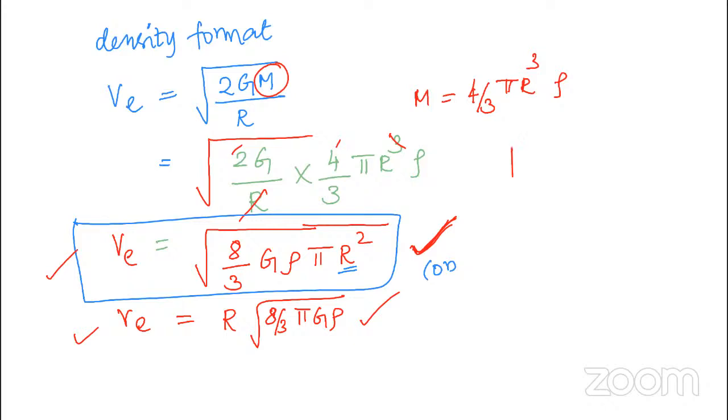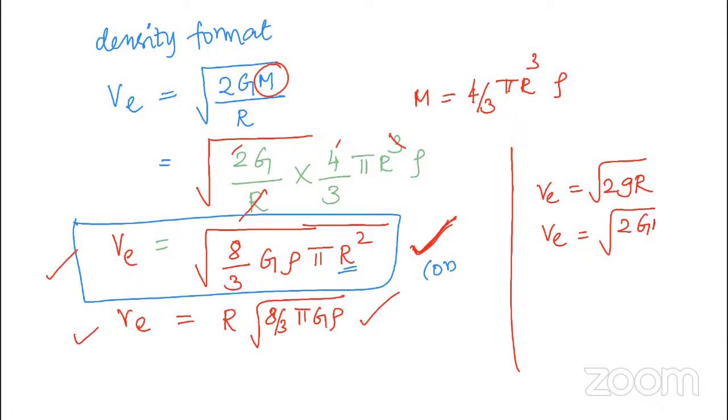Okay, so three very, very important formulas. What are they? Ve is equal to square root of 2gr, and Ve is equal to square root of 2GM by r, and Ve is equal to r into square root of 8 pi by 3 into G rho. So these three formulas are very, very important to solve many problems.